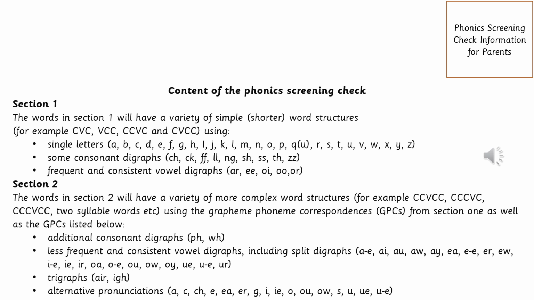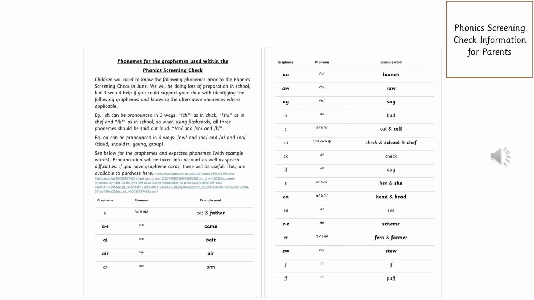The Phonics Screening Check is made up of 2 sections. Section 1 covers simple or shorter word structures. Section 2 contains a variety of more complex word structures. As I said earlier, I will be sending out an outline of the phonemes for the graphemes used within the Phonics Screening Check.